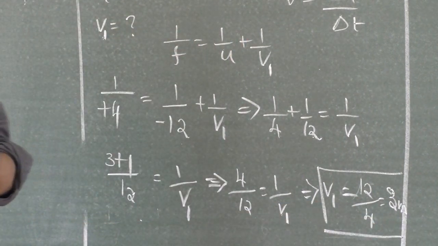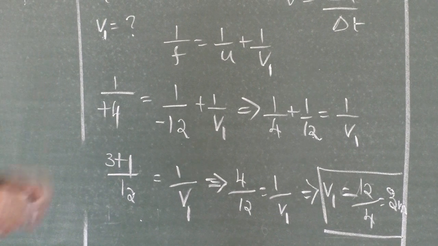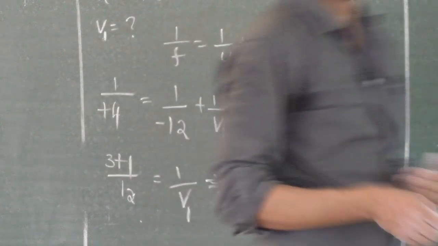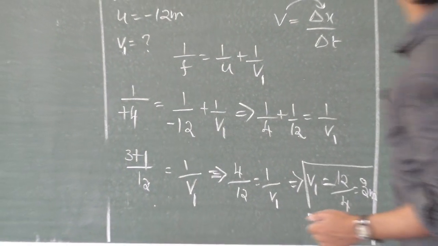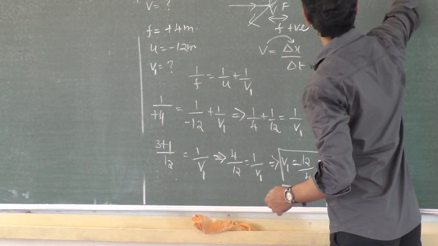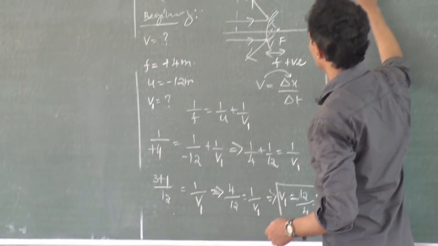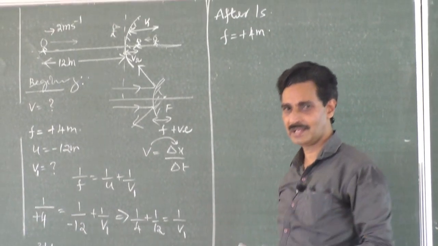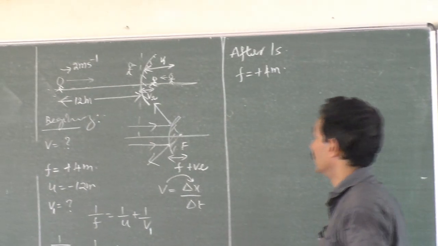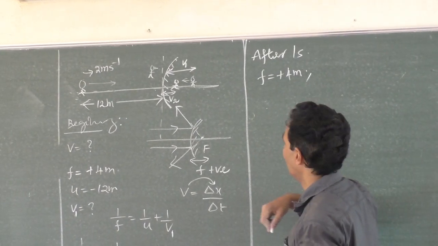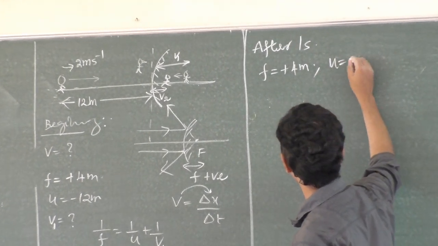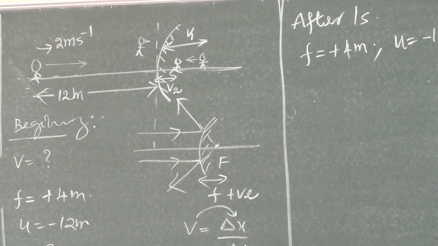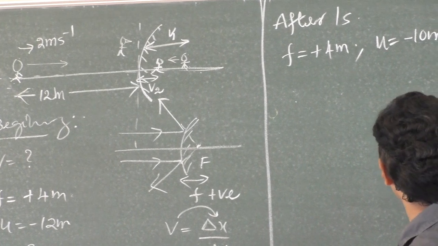Now, allow the person to run for 1 second. Let him run for one second. In 1 second, he will move forward by 2 meters. Now, what is the new image distance? We will see. So after 1 second, what will be the story? The focal length of the mirror will be as it is, because it is the same mirror. The mirror will not keep on changing its focal length and radius as the person runs towards it. It's a constant. And what is the new object distance? It is minus 10 meters because the person has moved by 2 meters forward, and the focal length is plus 4. What is the new image distance, V2?